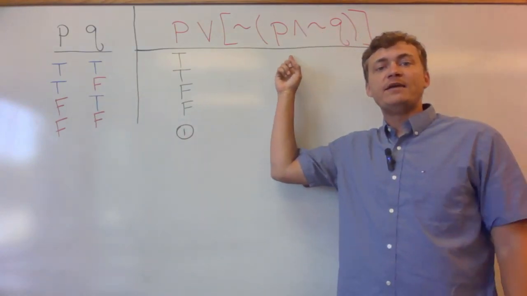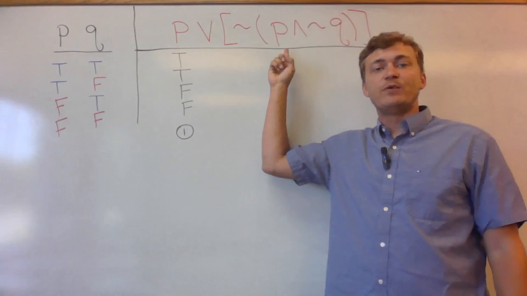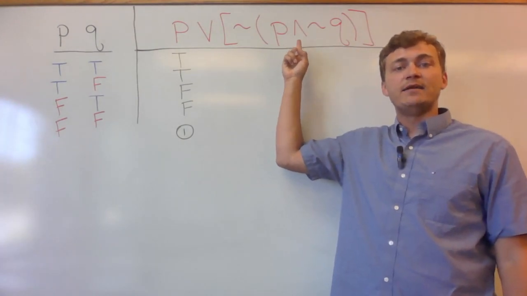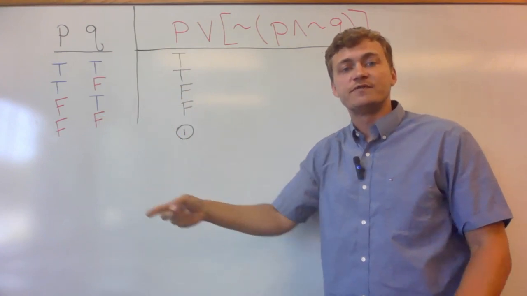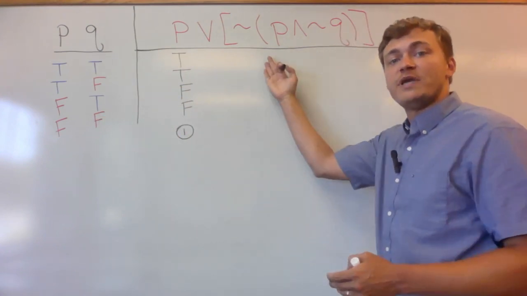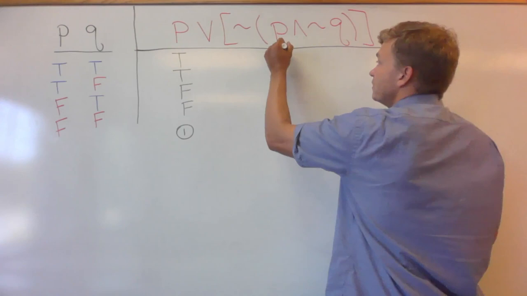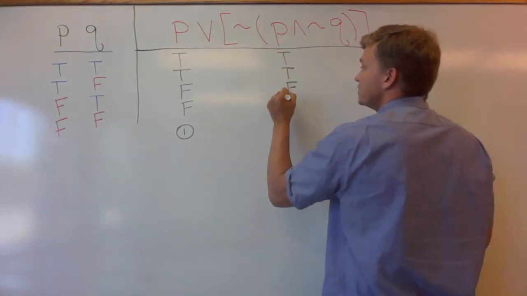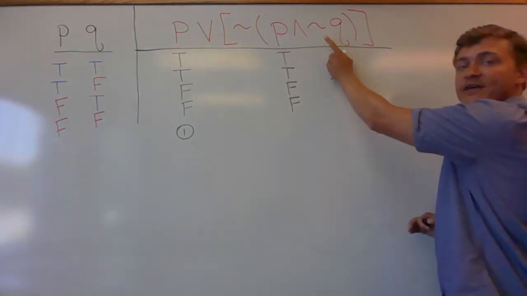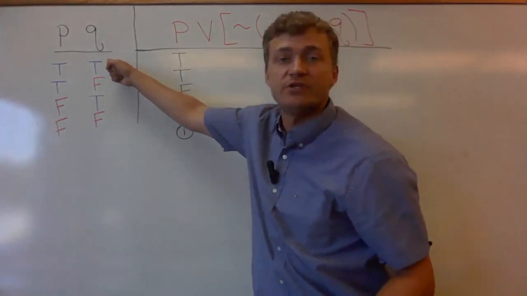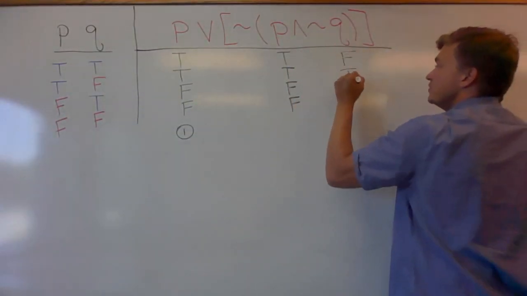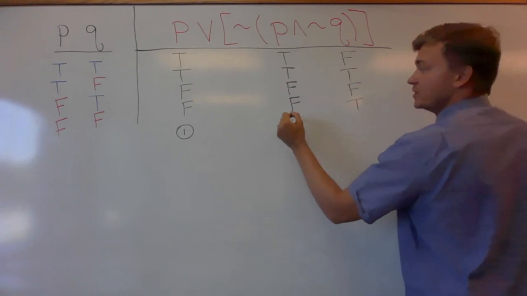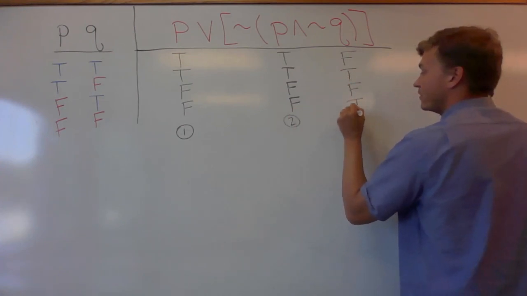And same over here. Within our parentheses, we have an and connective, P and not Q. Well, we know what P is. P is true, true, false, false. So we're going to write that for the P that's inside parentheses: true, true, false, false. But what about our negation here, not Q? Well, if Q is true, false, not Q is false, true. So here we have our second and third steps.